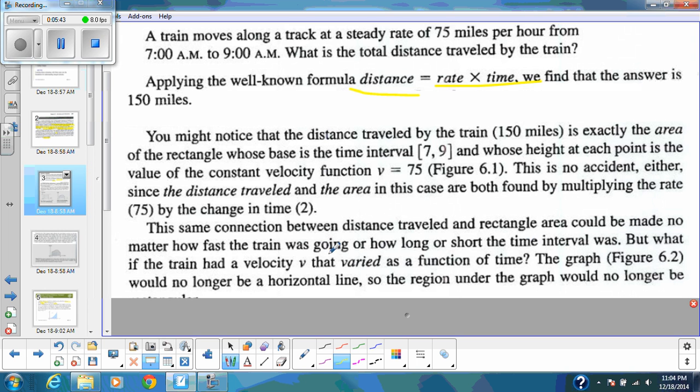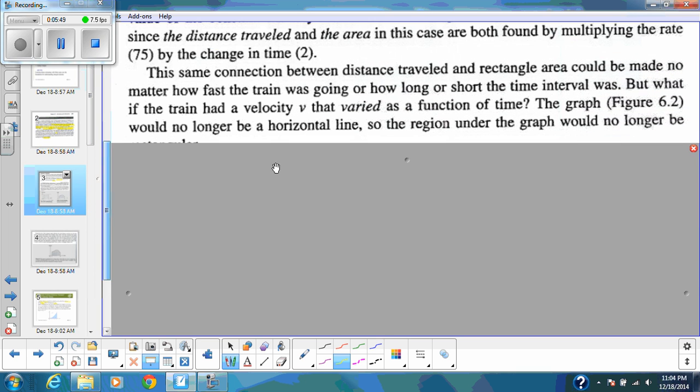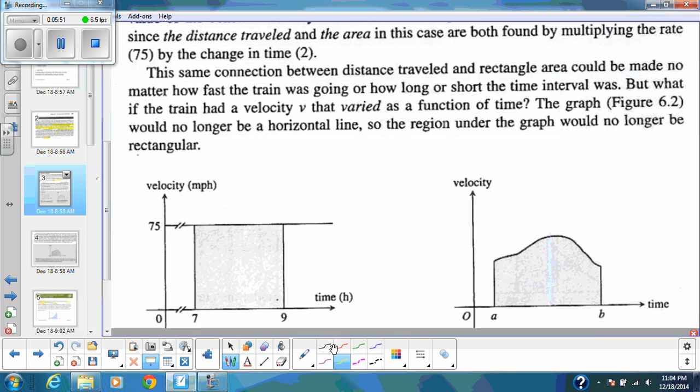But what if the train had a velocity that varied as a function of time? So here I've got a diagram that's showing this scenario. This is what I just described to you. We've got this constant velocity, and it was from the times of 7 to 9, so that's a 2-hour time period. And so we found that our position was 2 times 75, the area under this curve.